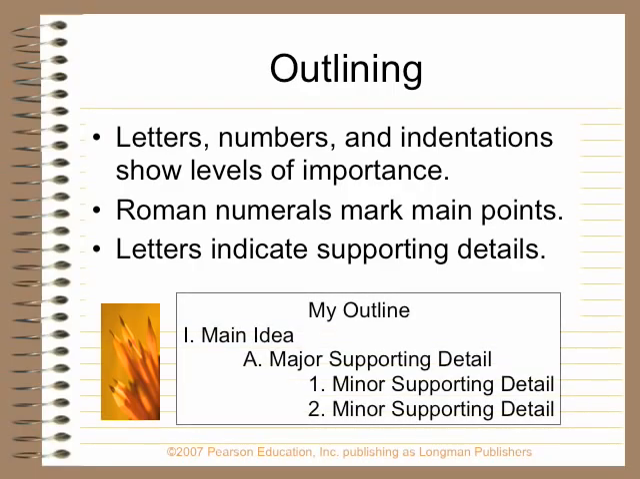Look at this simple outline. Roman numeral 1 is the main idea. You write a complete sentence. A, "an apple," is the major supporting detail of that paragraph, and then 1 and 2 represent the minor details of that paragraph. So you can have many major details, A, B, C, D, and you can have many minor details, 1, 2, 3, 4, 5, 6, under the A, B, C, Ds.